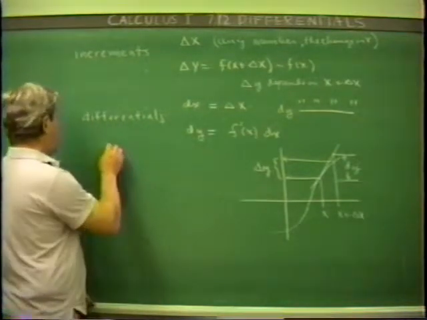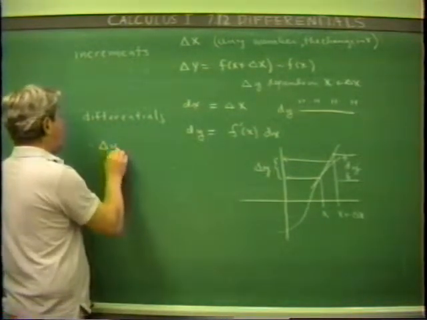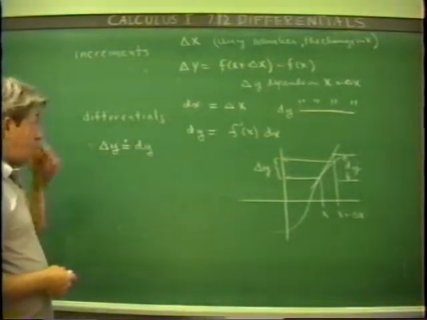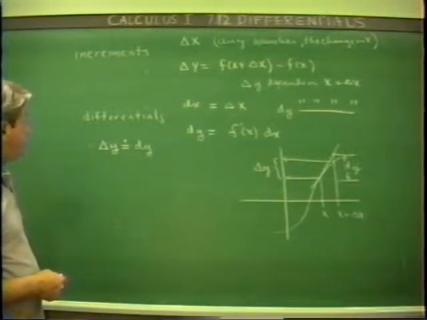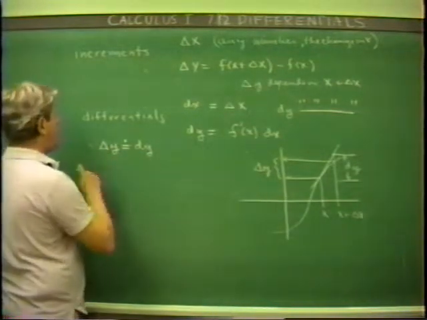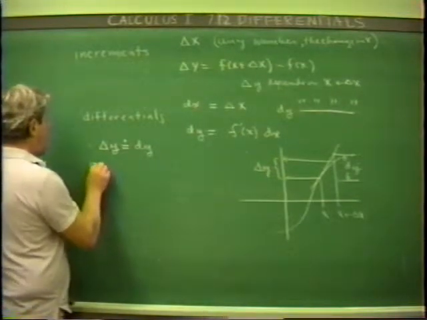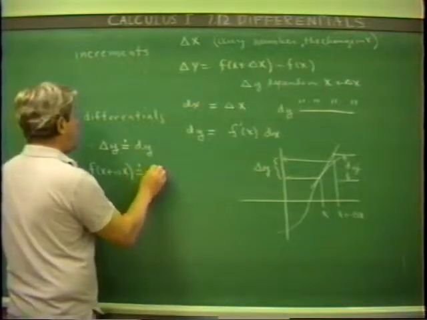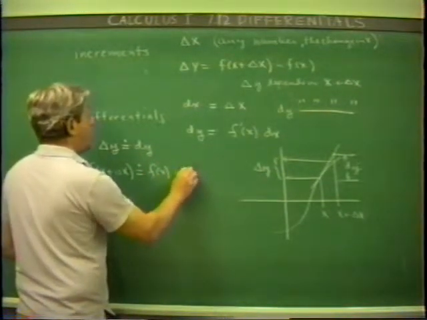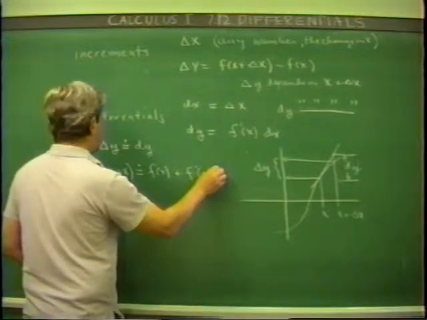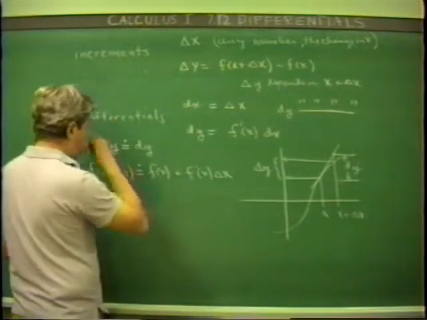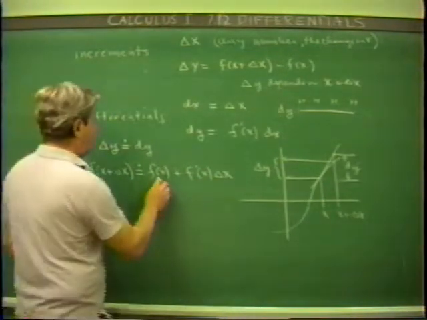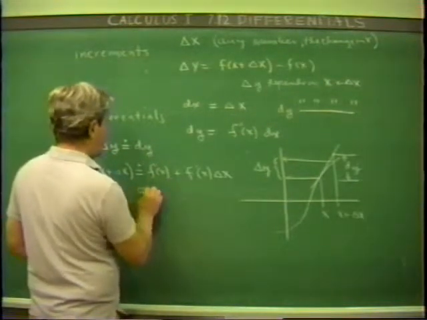It can be either larger or smaller than delta y, but the usefulness of differentials frequently is due to the fact that delta y is approximately equal to dy. We put an equality sign with a dot above it for approximately equal. The other thing that makes differentials useful is that f of x plus delta x, the value of a function at a new point, is approximately equal to f of x plus f prime of x delta x. Or it's equal to f of x plus dy.